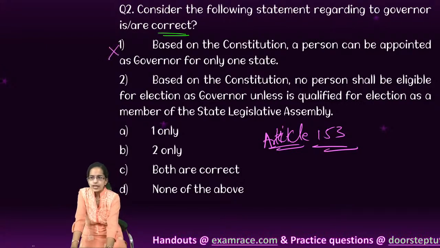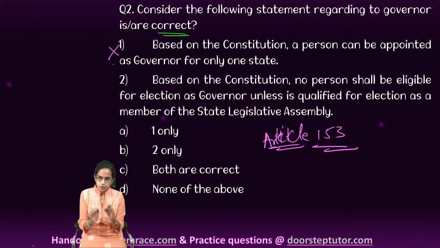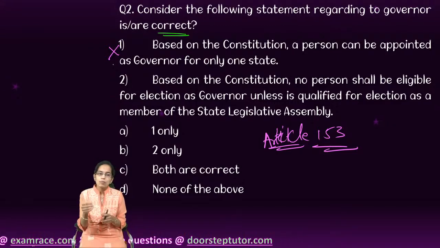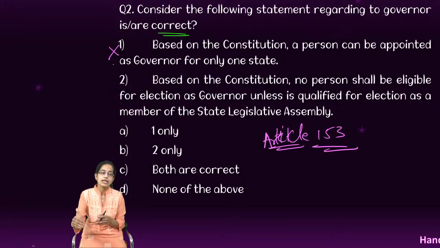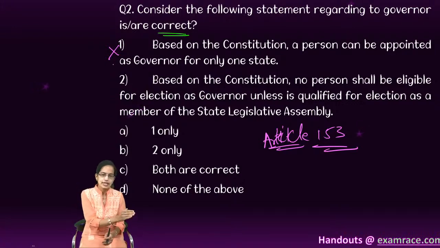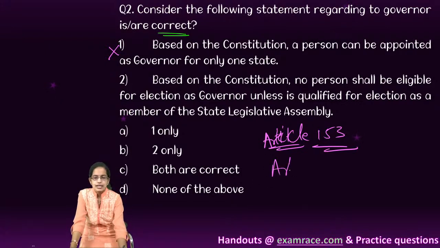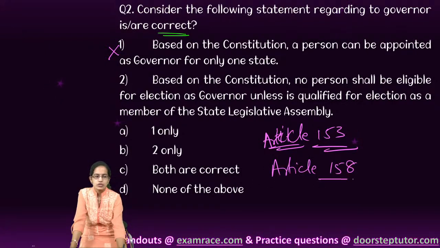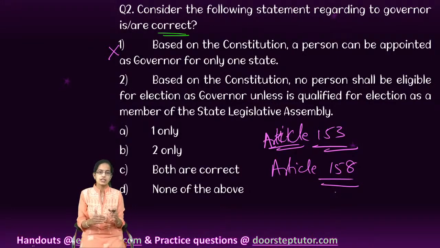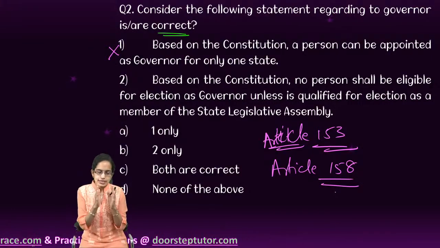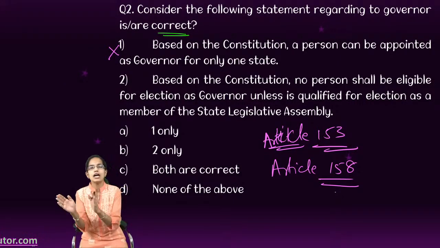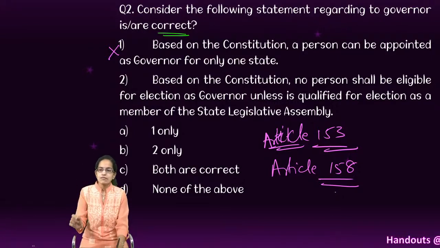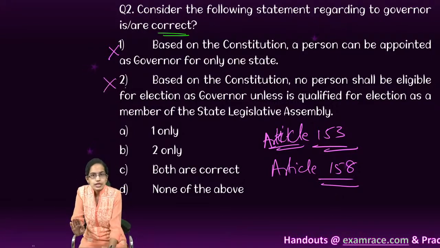So statement 1 goes incorrect. Statement 2: based on the Constitution, no person shall be eligible for election as governor unless qualified for election as a member of the state legislative assembly. This is also an incorrect statement, because under Article 158 of the Constitution, the conditions of the governor in office clearly say that the governor shall not be a member of either the House of Parliament or the House of the Legislature, and therefore statement 2 is also not correct.